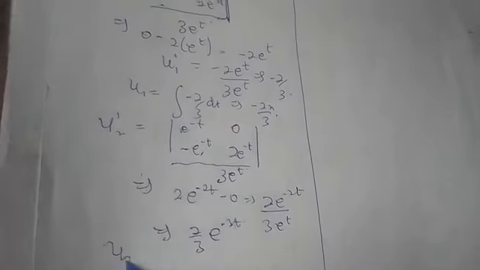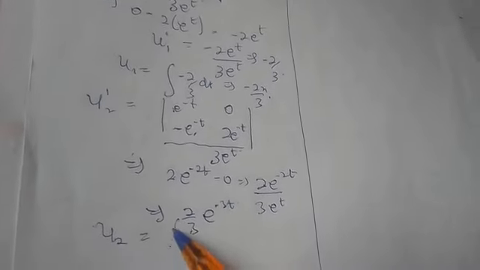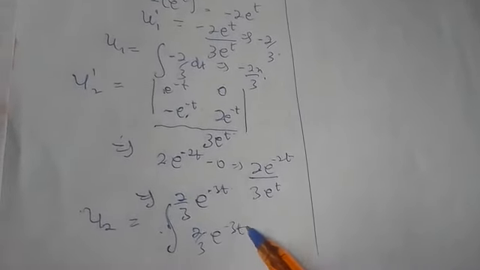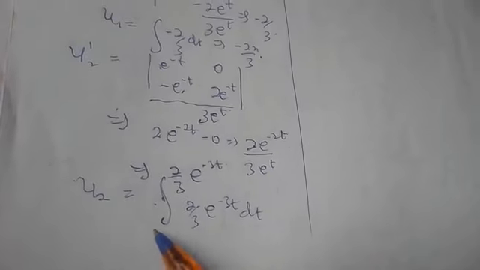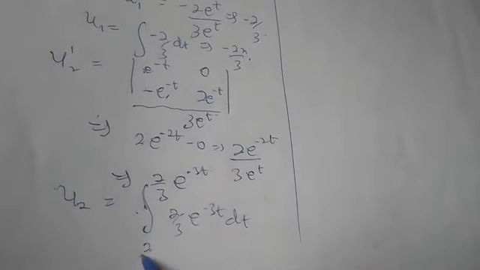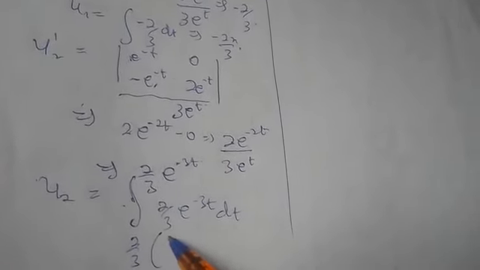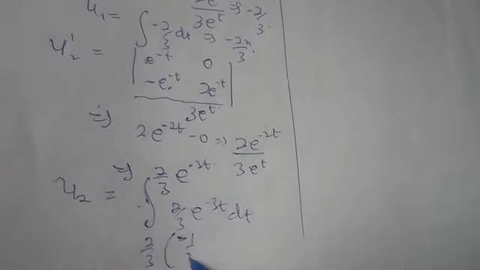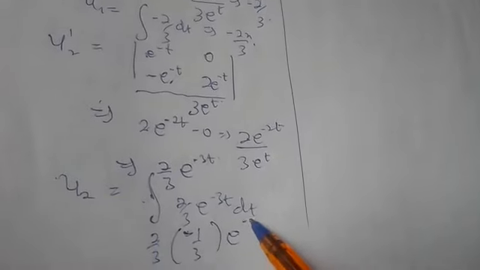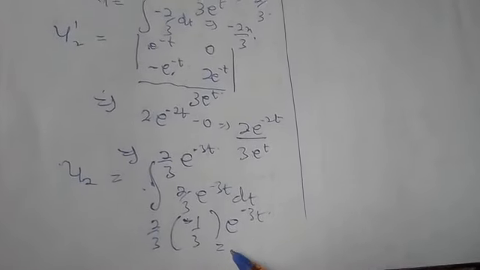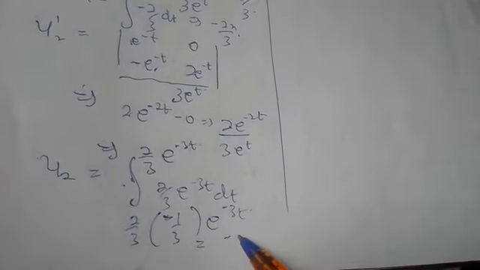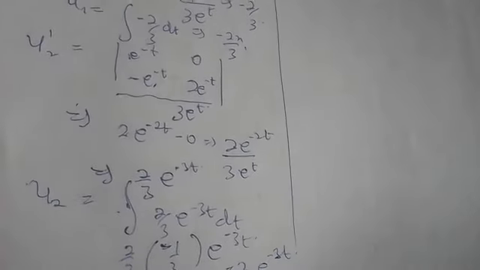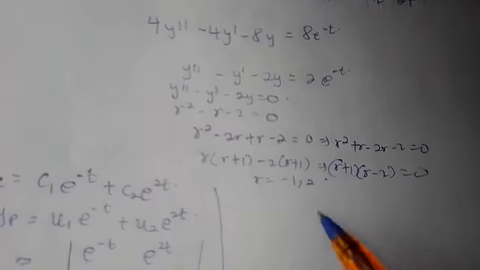So to find u2, I integrate this expression, 2 over 3 e to the power negative 3t dt. And how do I get this? I'll bring my constant out, 2 over 3, and it will be multiplying. So here you get negative 1 over 3 e to the power negative 3t. This is from Calculus 1, so we get negative 2 over 9 e to the power negative 3t as our u2. So now let's come and write our yp once again.